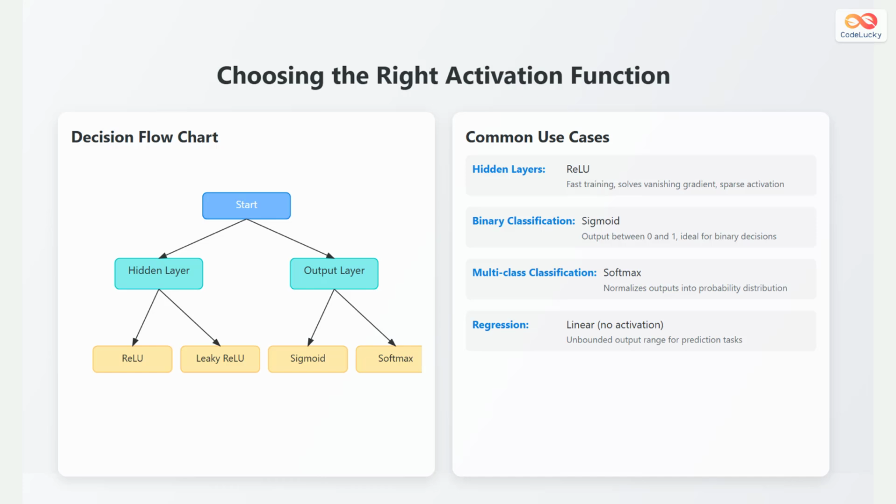Choosing the right activation function depends on the specific task. For hidden layers, ReLU is commonly used because of its fast training, ability to solve vanishing gradients, and sparse activation. For binary classification tasks, sigmoid is recommended since the output is between 0 and 1, which is ideal for binary decisions. For multi-class classification, softmax is preferred as it normalizes outputs into a probability distribution. Finally, for regression tasks, a linear activation or no activation is typically used, providing an unbounded output range for prediction tasks.